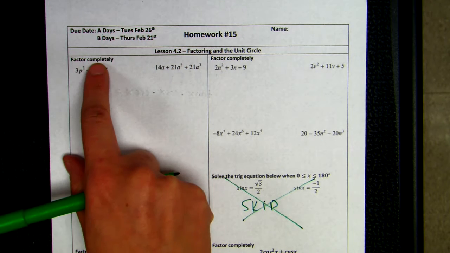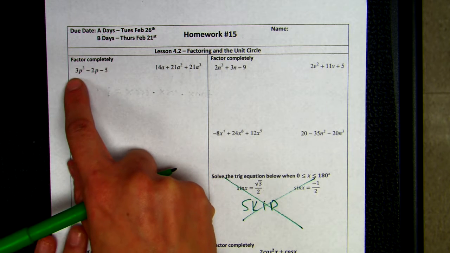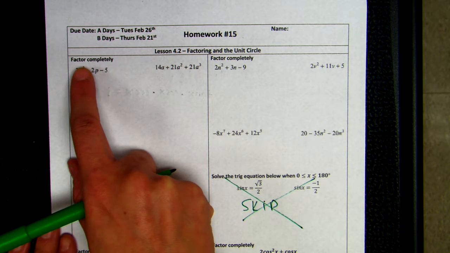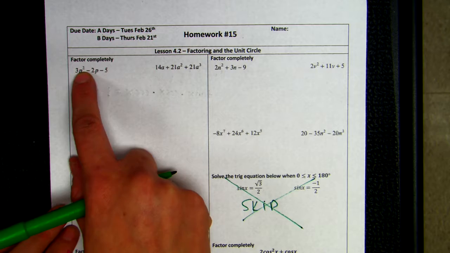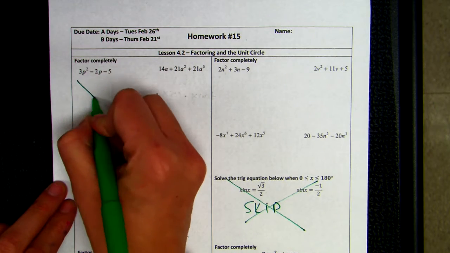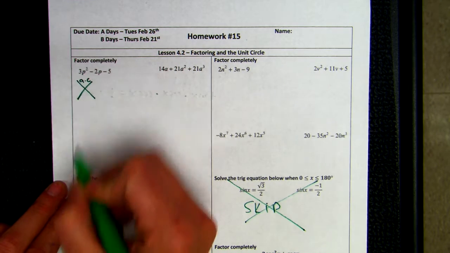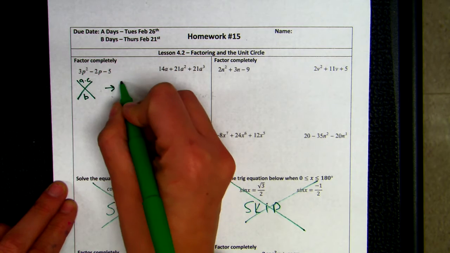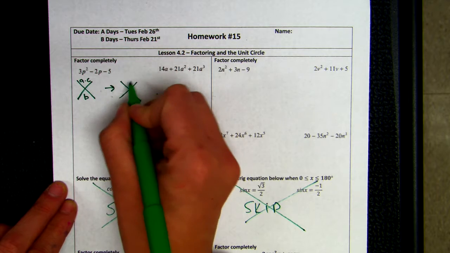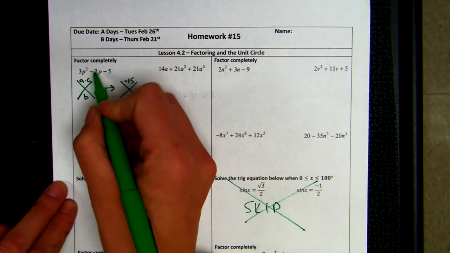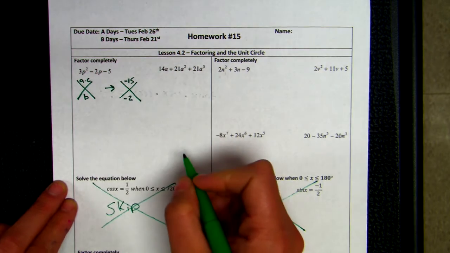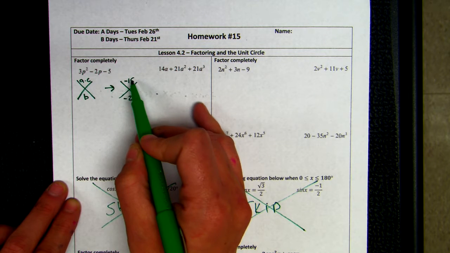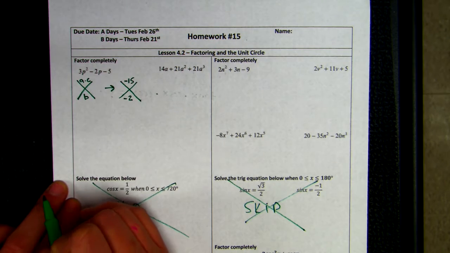So our directions here say factor completely. If I'm looking at this, I see three terms with a highest exponent of 2. So I know I can try to use my x factor on this. Remember, for my x factor, it's a times c in the top, b in the bottom. So a times c here, that's 3 times -5, which is -15 in the top. Our b value of -2 in the bottom. I'm looking for two numbers that multiply to -15 and add to -2.